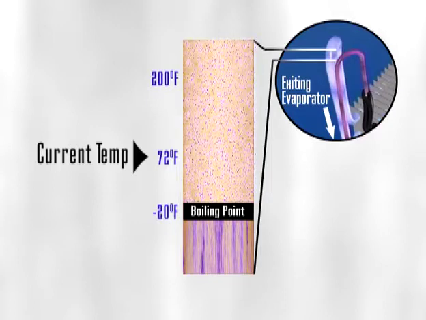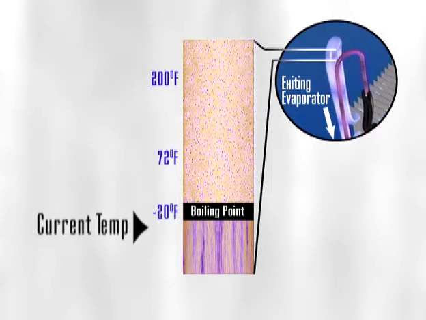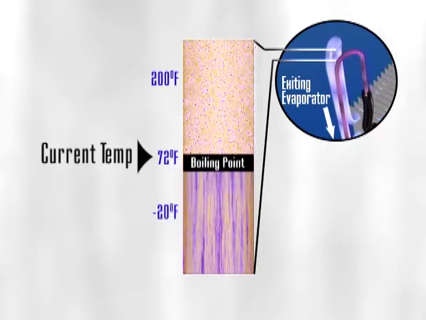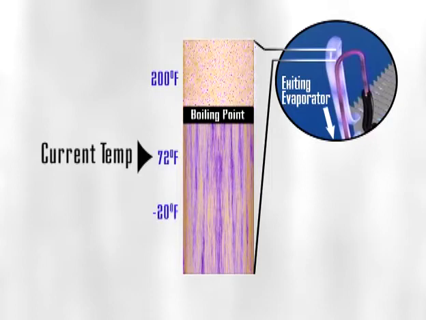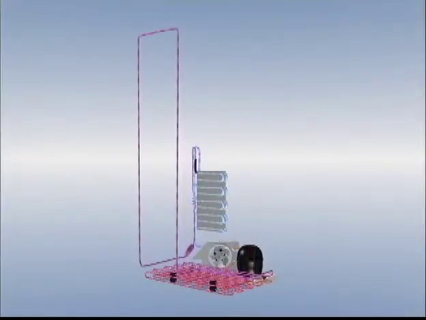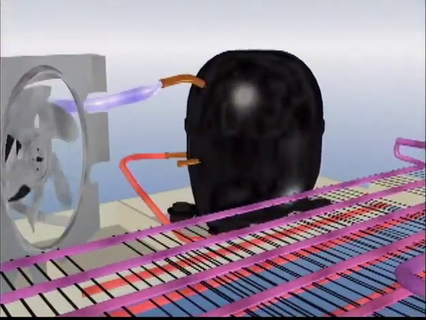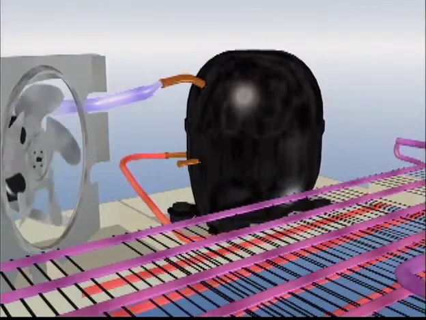To convert it back to a liquid, we must either lower its temperature below its boiling point or raise its boiling point above its temperature. Since we can't lower its temperature all the way to -20, we temporarily raise its boiling point by increasing the pressure. The refrigerant is drawn from the low-pressure evaporator into the compressor. The compressor takes this low-pressure warm gas and moves it to the condenser.